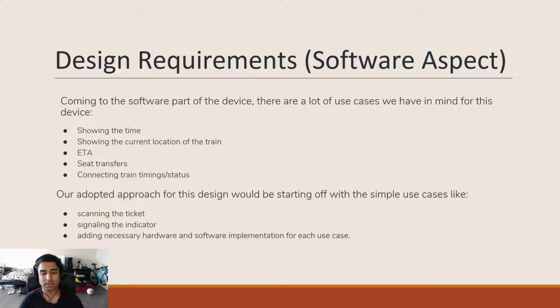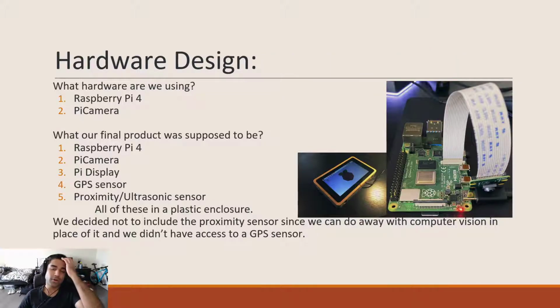For our adopted approach, what we planned to do was first scan the ticket, then check with the database, and then come back with a query saying if it's a valid ticket or not. Then we kept on adding higher and higher level implementations, for example ETA, location of the train using a GPS, and seat transfers, which would require ultrasonic or proximity sensors.